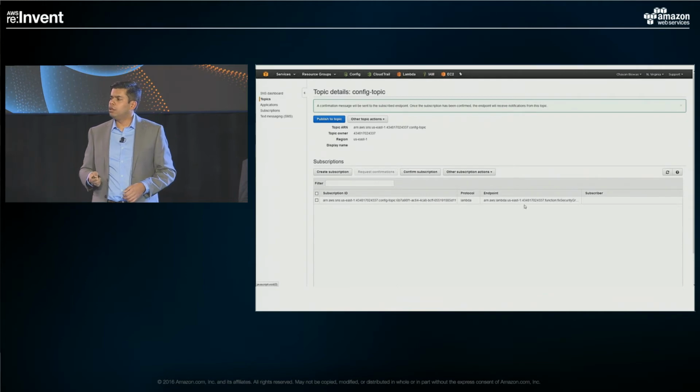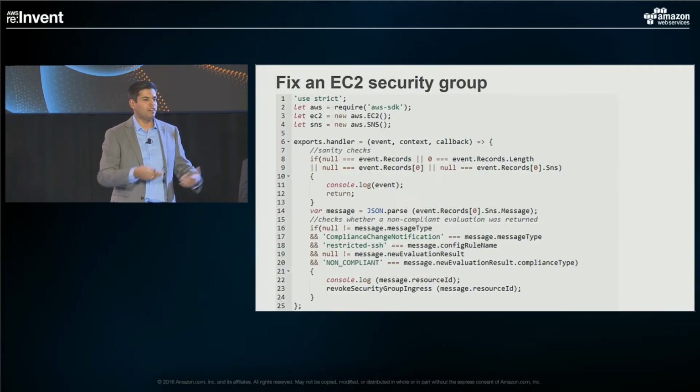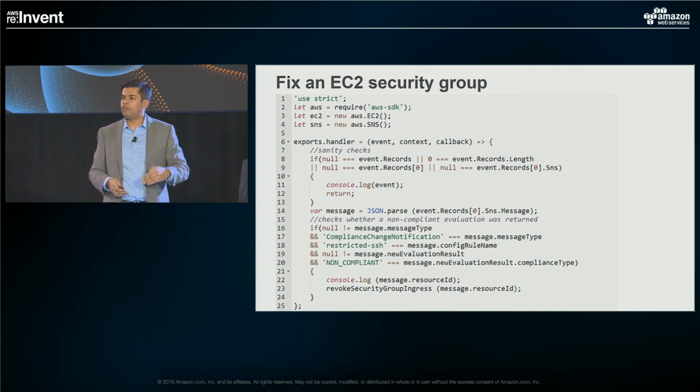That's that. So what does the code underneath in the Lambda function look like? Let's take a quick look. Line 6, that's the entry point for the Lambda function, the handler. We first perform some sanity checks. Then we ensure that it's a compliance change notification, line 17. We ensure that it's coming from the restricted SSH rule that Adam created previously. Then we also check whether it's a non-compliance notification, that is, the rule was violated. This notification was sent because the security group has a /0 inbound rule added to it.